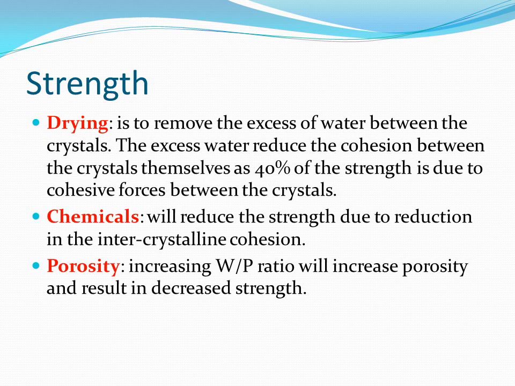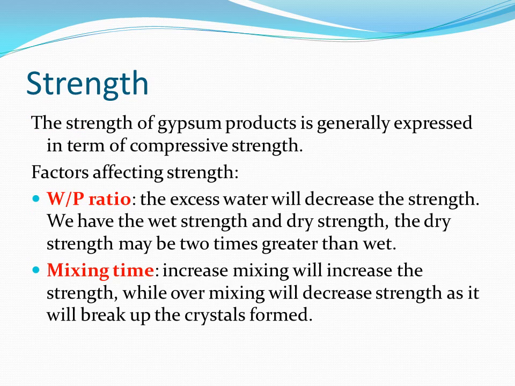Porosity increased WP ratio will increase porosity and result in decrease in the strength. من ضمن العوامل اللي تأثر لنا على strength of the gypsum product هي W2P ratio. The excess of the water, both of them will decrease the strength. Mixing time. Increased mixing will increase the strength. بينما طبعا over mixing will reduce the strength، لأن راح يسوي لنا break up للكريستالز اللي تتكون، راح يسوي لنا retardation للكريستاليزيشن process.